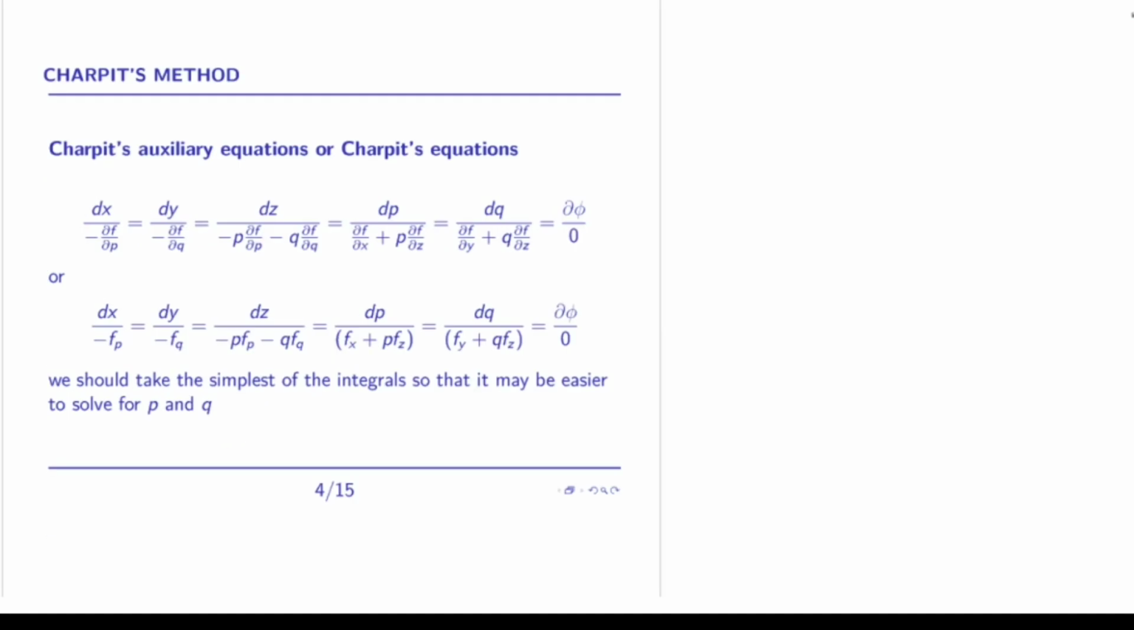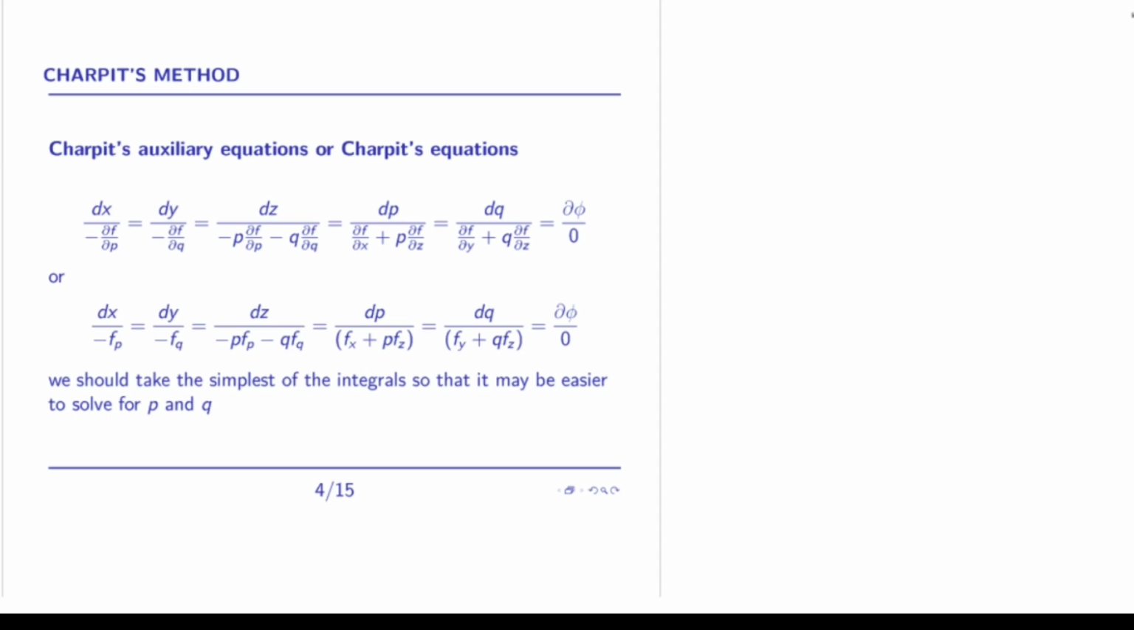Okay, as we did in the previous case, we can form Charpit's auxiliary equations by creating subsidiary equations like dx/(−∂f/∂p) = dy/(−∂f/∂q) = dz/(−p ∂f/∂p − q ∂f/∂q) = dp/(∂f/∂x + p ∂f/∂z) = dq/(∂f/∂y + q ∂f/∂z) = dφ/0.